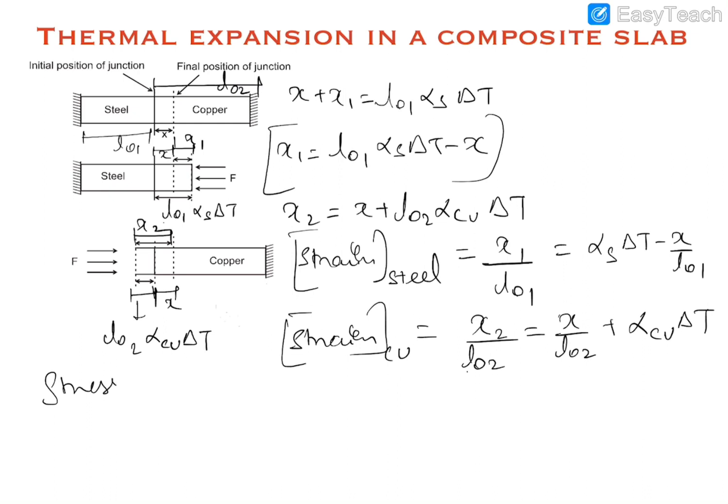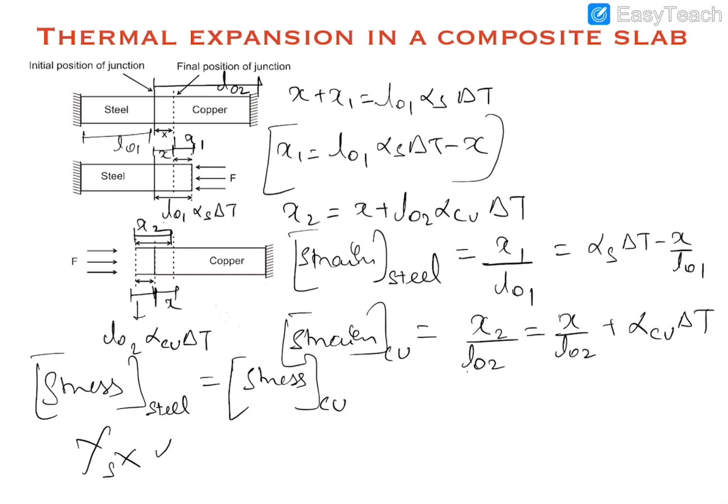And the stress is equal to the strain into Young's modulus, we all know. The force applied by copper on steel and the force applied by steel on copper is the same, action-reaction force, and the area of cross-section is also the same. So the stress developed would be equal, and therefore we are equating the stress of steel with the stress of copper. Stress is gamma of steel into strain of steel, which is (alpha s delta T minus x by L01) into gamma steel, and this is equal to stress in copper, which is (x by L02 plus alpha copper delta T) into gamma copper.